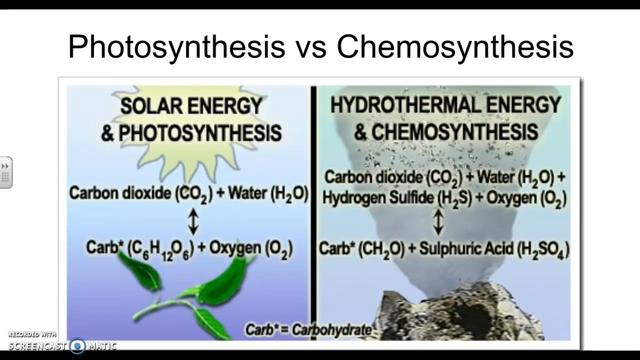So here's a comparison of photosynthesis versus chemosynthesis. Again, photosynthesis uses solar energy. Chemosynthesis uses hydrothermal energy, which is basically just chemicals. And look at the products of both. The products of both have carbohydrates. Carbohydrates are being produced, and then with solar energy and photosynthesis, you have oxygen also being produced. With chemosynthesis, you have sulfuric acid.